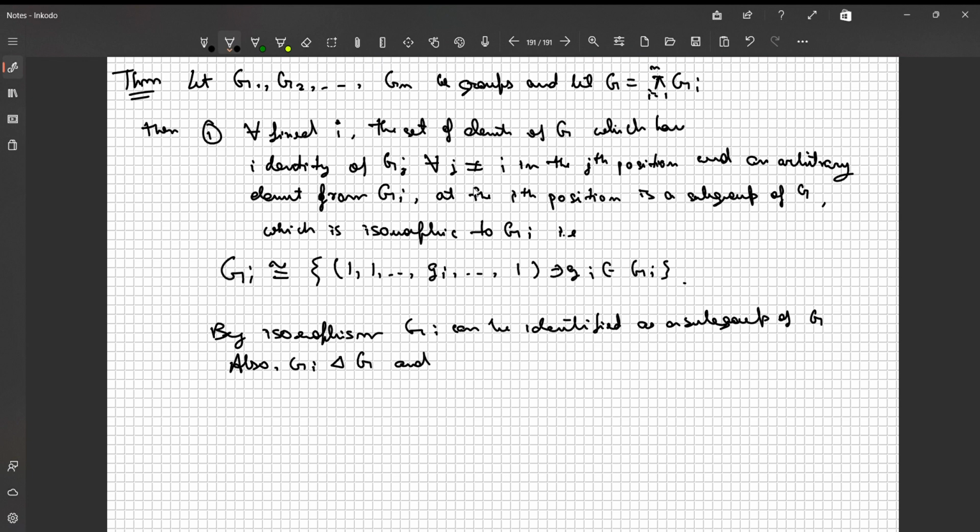Also, Gi will come out to be normal in G, and since we have a normal subgroup, we should be talking about its quotient group. So what should be G mod Gi?